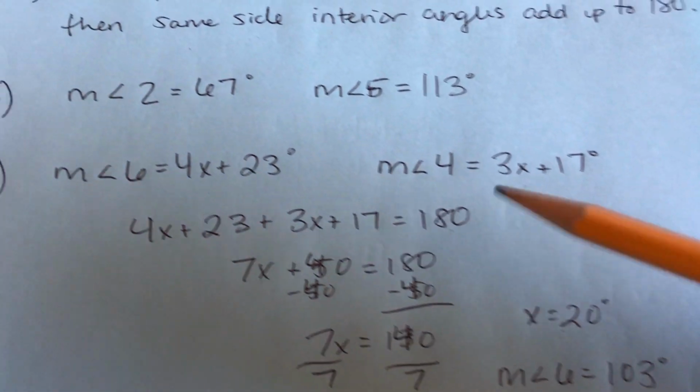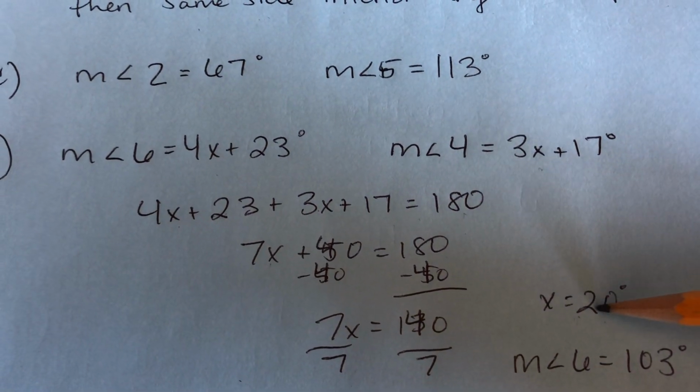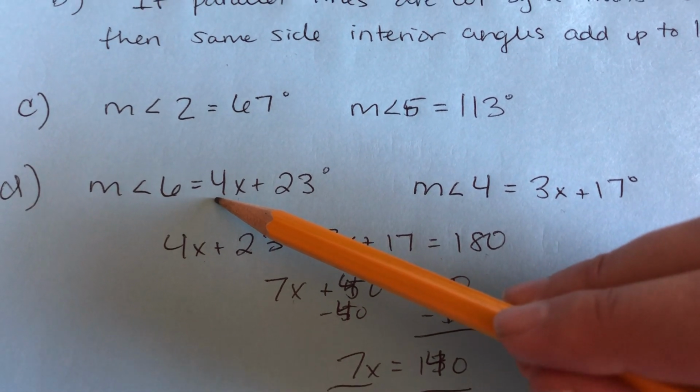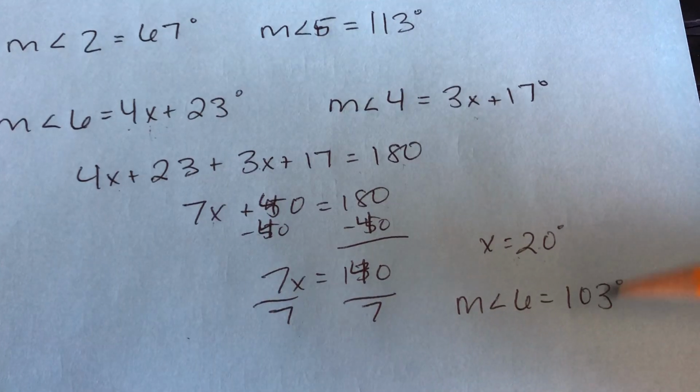So that means that if you plug that 20 back into each equation, you will get the measure of angle 6. So actually we just need 6. So if we plugged in 20 for x right here, that'd be 20 times 4, which is 80, plus 23 is 103.